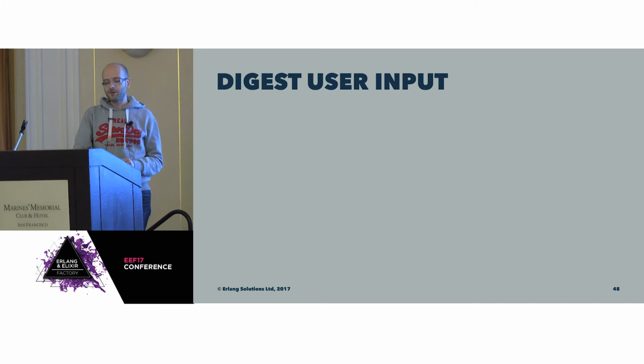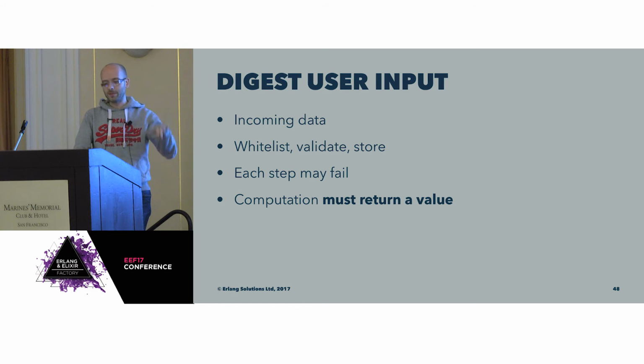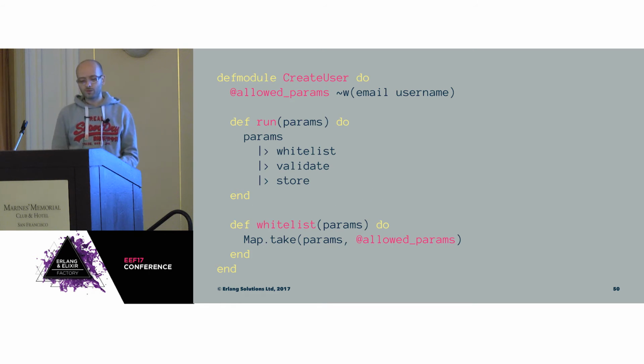So if you want to digest user input, let's say you have some incoming data, you want to whitelist the data, you want to do some validations and save it. Each step along these lines may fail, meaning each step can return an error, and you care about that. But at the end of it, you want to have a value. You want to return a value that represents either the success of all of this pipeline or any error halfway through.